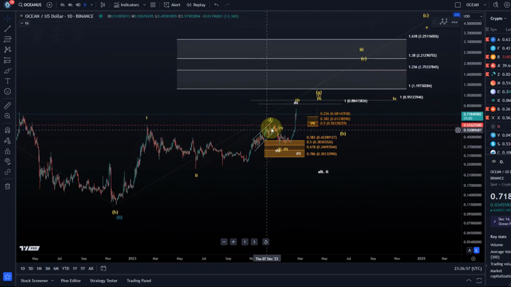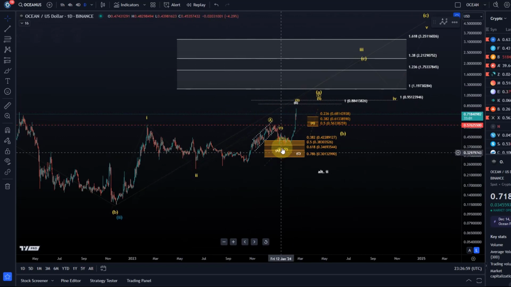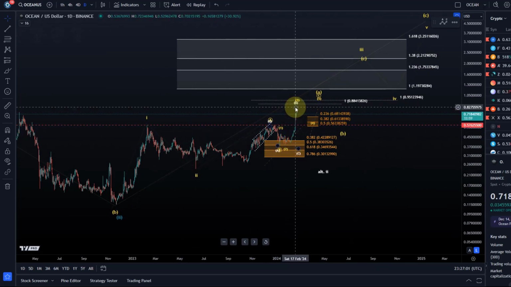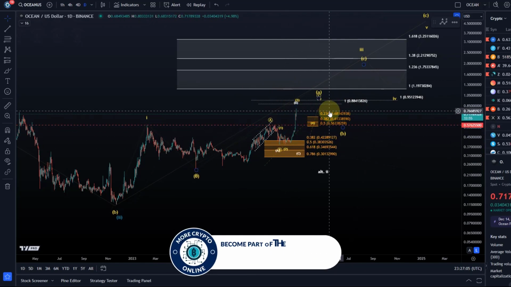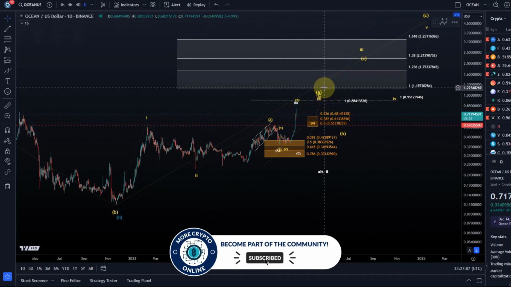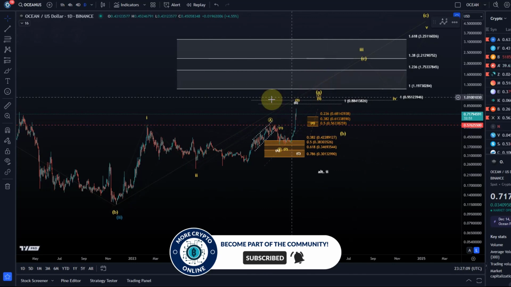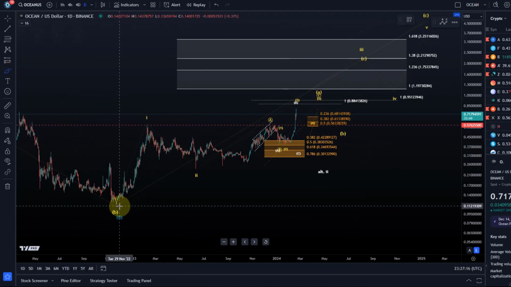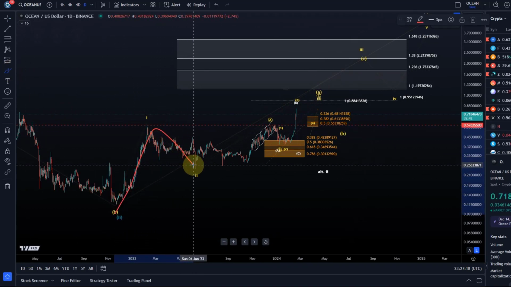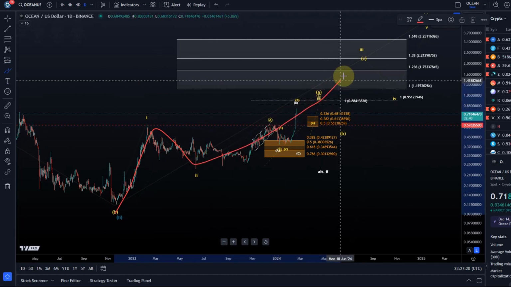There's nothing impulsive about this entire structure here. What's impulsive is the latest move up, but that makes sense because we are dealing with a subwave within that larger A wave, which is impulsive, okay? Basically a C wave in the A wave. But I just want to explain that this seems to be a larger diagonal pattern.